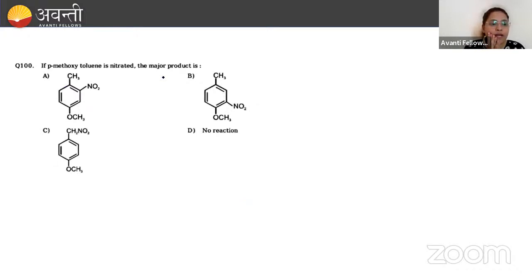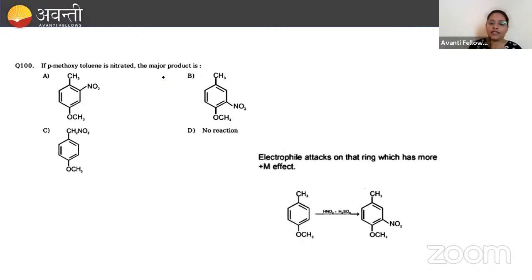Here, if paramethoxytoluene is nitrated, what is the major product obtained? Here you can see the structure. This is the toluene molecule. What have we done to it? We have added a methoxy group, which is present at the para position. That's why it is known as paramethoxy. And when a CH3 group is attached to benzene, we call it toluene.